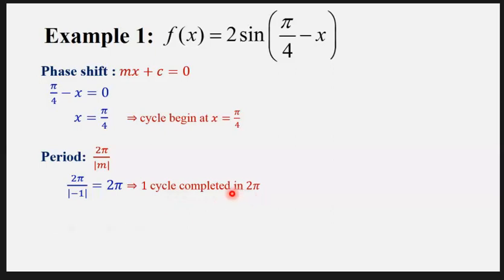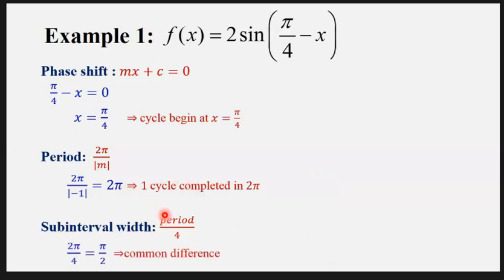And next, we would like to find the subinterval width by dividing by 4. This subinterval width will be the x value that we want to use for reference in the table later. So in this case, we will have 2π over 4, and I get the answer π/2, which is the common difference of the x values in the table that we're going to construct later.